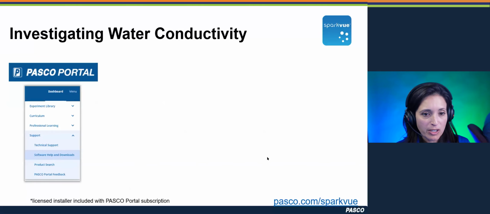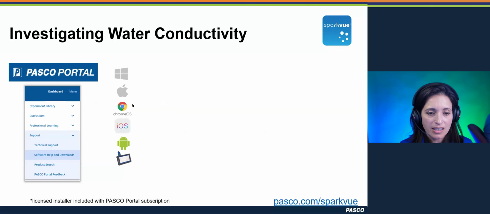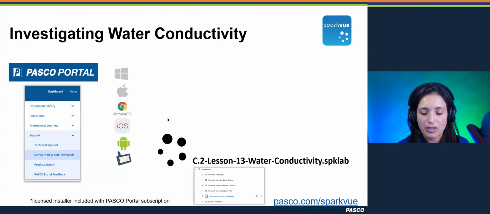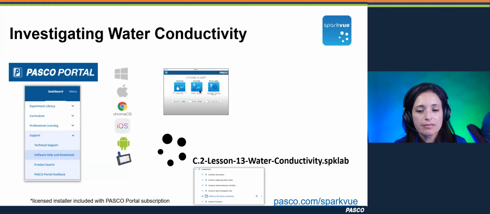If you go to pasco.com/SparkView, you can get the web-based version of the software. And when you go to Portal and you go to the software help and downloads page under support, that's where you get the software. And it also explains how the software works with each of these devices. So whatever you use in your classroom, there's a SparkView that works. And you can read about it at pasco.com/SparkView. We just downloaded this file. Remember, it came from the student assignments because it's something that would be shared with students, because students would need to have their own on their own device.